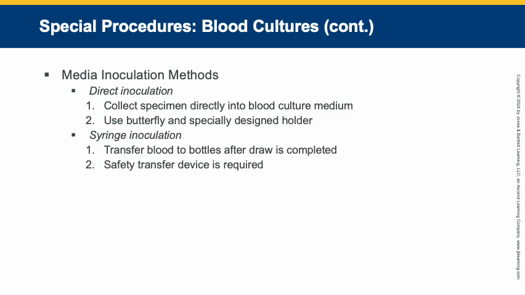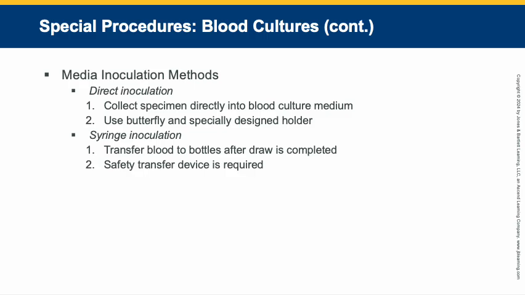Remember, we fill the aerobic bottle first every time, but this is especially true here because what does the butterfly have in it? It has a tube. What does that tube have in it? Air. So you don't want to put air into the anaerobic bottle. This is why we use the aerobic first, because of that tubing with air.